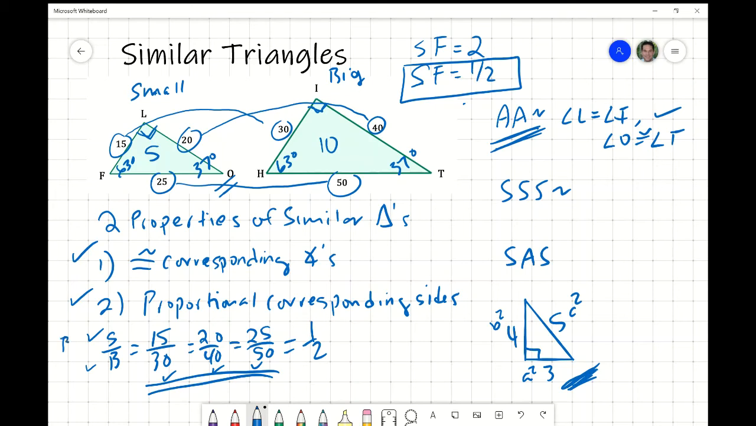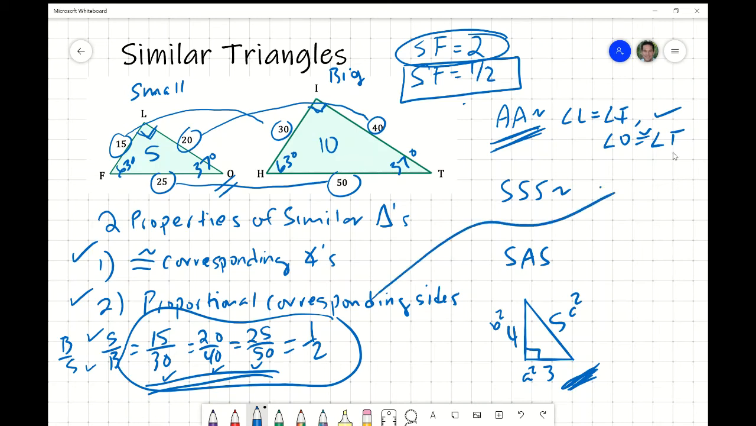The reality is that if you did big over small, you would end up getting the scale factor of 2, because you would simply find the reciprocal of each one of these. 30 over 15 is 2, 40 over 20 is 2, and 50 over 25 is 2 as well. So that's how we know that these 2 triangles are similar, because they have 3 pairs of proportional corresponding sides. That information would be what we use to justify the postulate that says if all 3 corresponding sides of triangles are proportional, then they are similar.